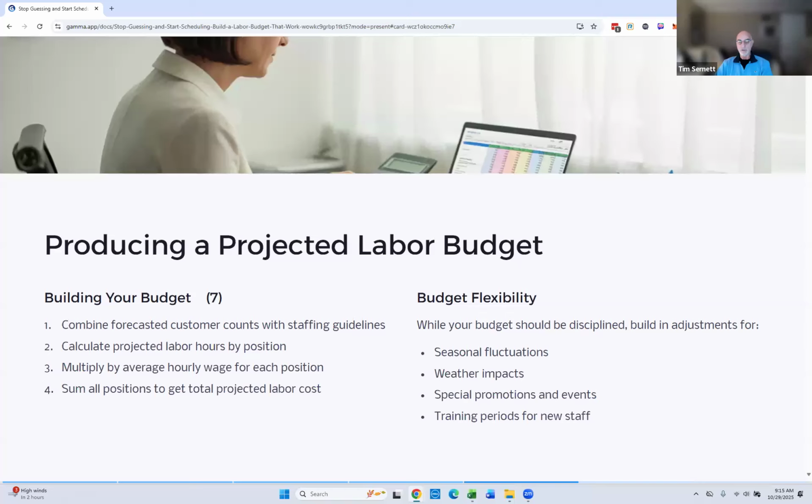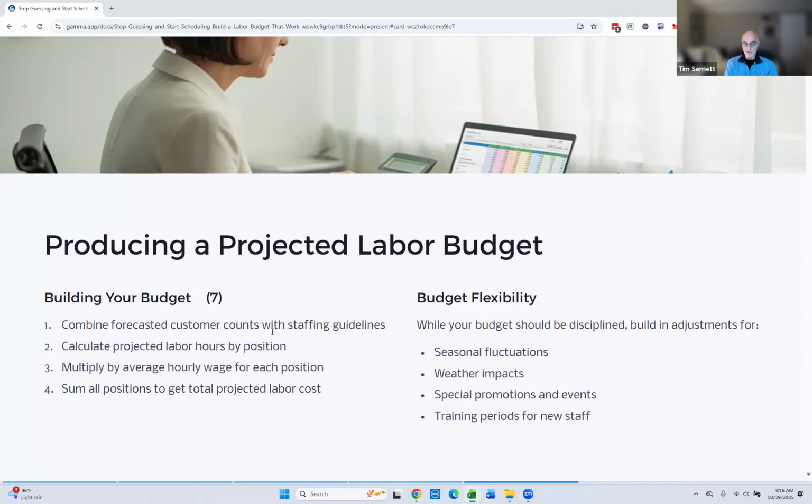We already peeked ahead and looked at this, but from all that data, you're combining forecasting customer counts and staffing guidelines. You're calculating projected labor hours by position and by day. You're multiplying by average hourly wage for each position, and you sum all those to get a projected labor cost. And then you compare that to your projected sales, either from AI capabilities in Margin Edge. Your point of sale system might already have AI capabilities built in to project out sales. However, if you're manually projecting sales, that's fine.